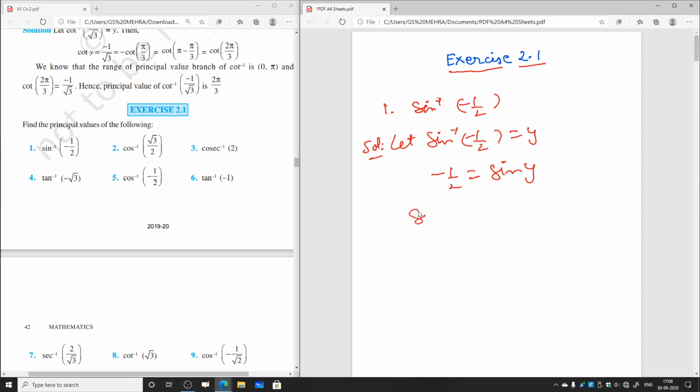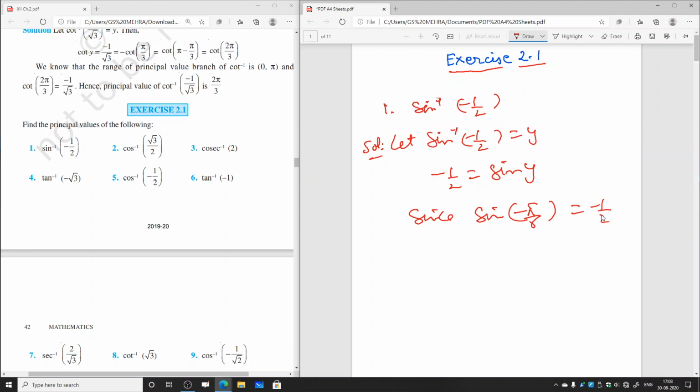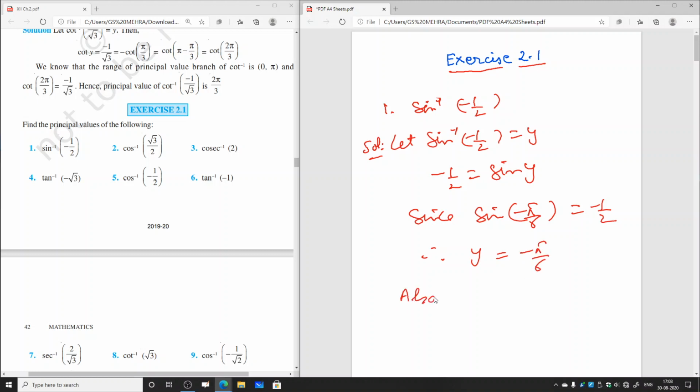Since sine -pi/6 equal to -half, therefore y equal to -pi/6. Also, -pi/6 belongs to the principal value branch, that is the closed interval -pi/2 to pi/2. So therefore the correct value will be -pi/6. So that is the value of y.